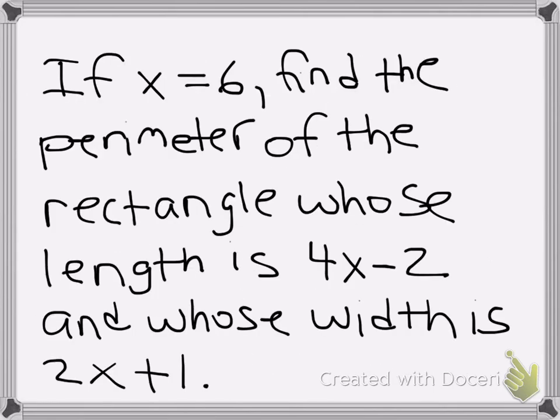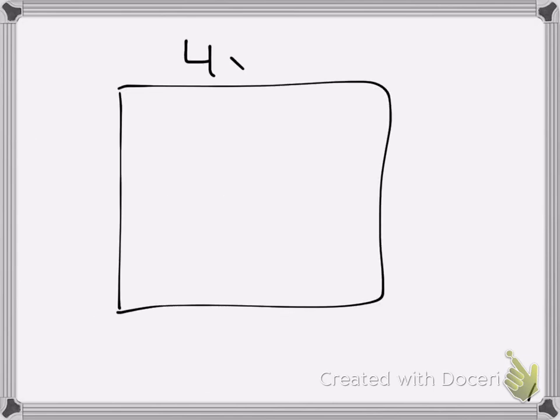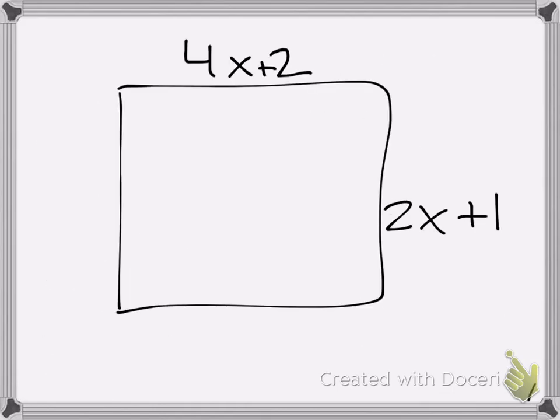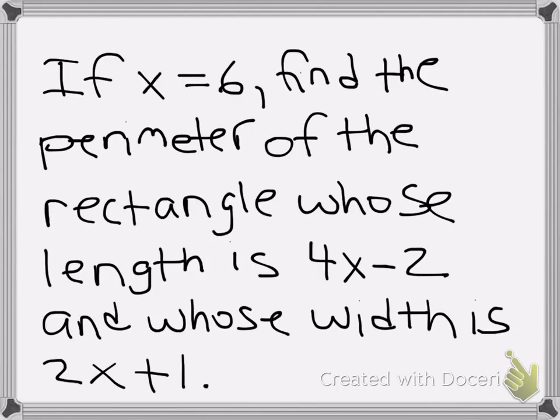Now, the next type of problem you'll see is something like this, where they give you x equals 6. You need to find the perimeter of the rectangle, whose length is 4x minus 2 and whose width is 2x plus 1. So I would draw it out. The length is 4x minus 2, and the width is 2x plus 1. Okay, so you have that labeled, and then x is 6.